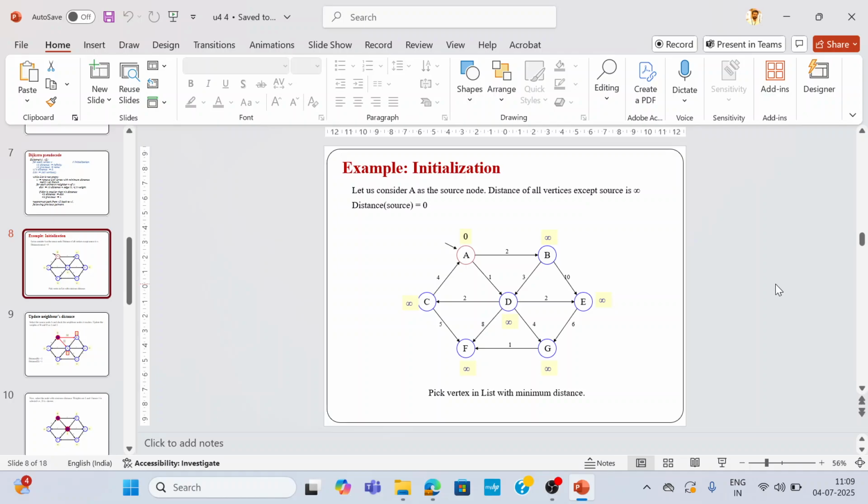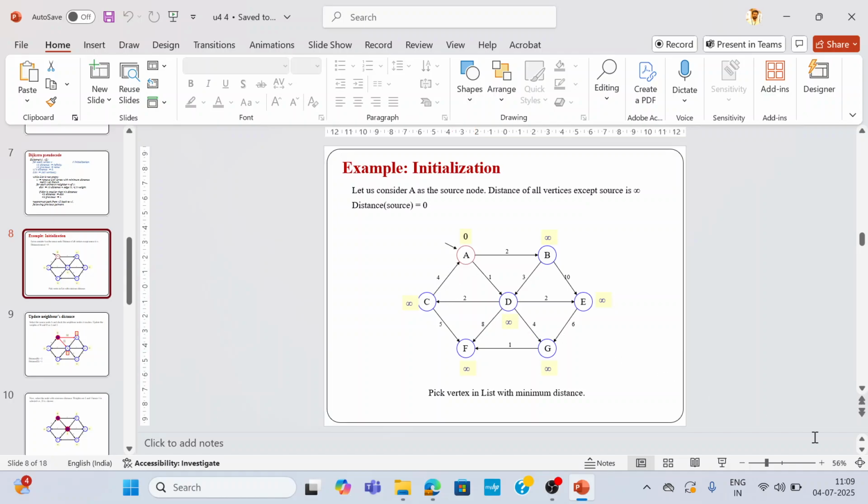So where can we find real-world applications? This algorithm is widely used in navigation systems, GPS, networking routing, and social networks. These are the places where we use this algorithm in real life. Now we will jump into the example and see how Dijkstra's algorithm works.